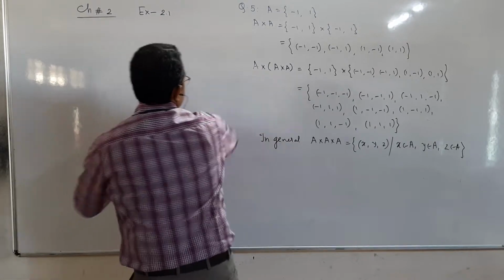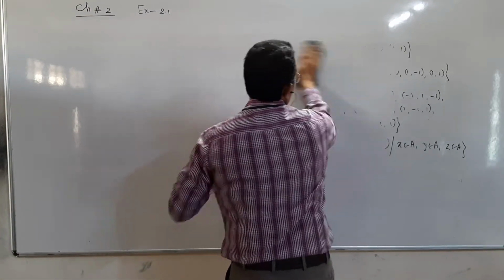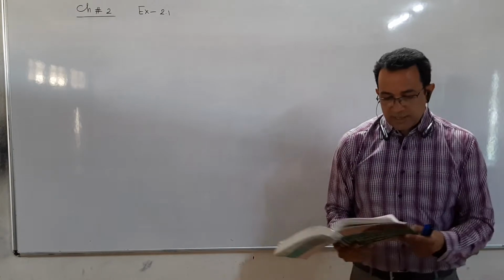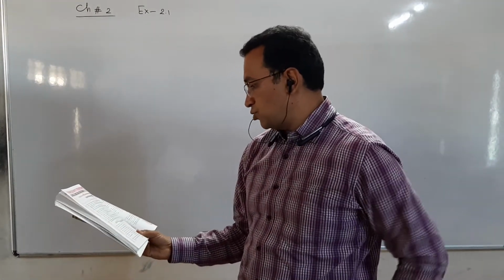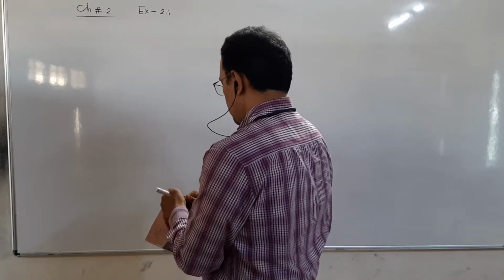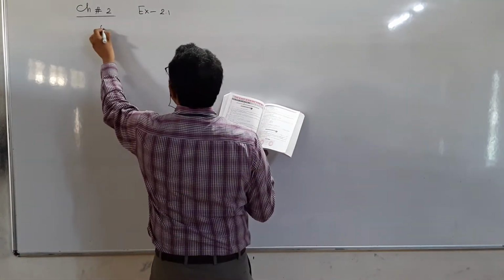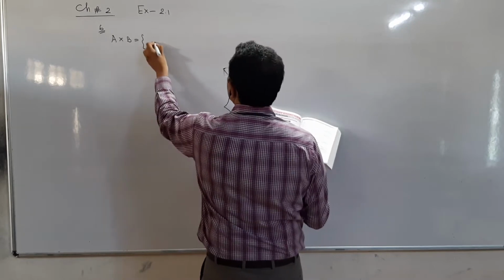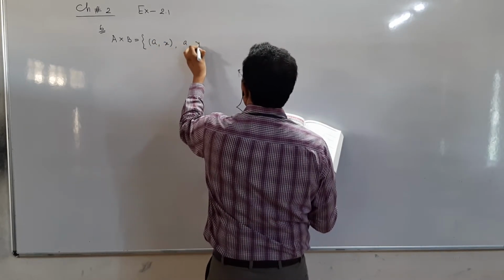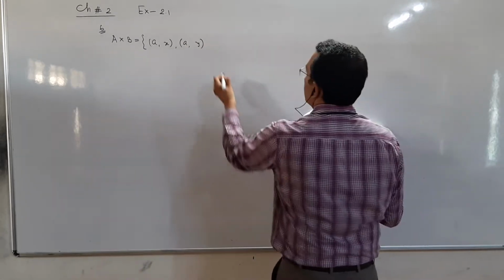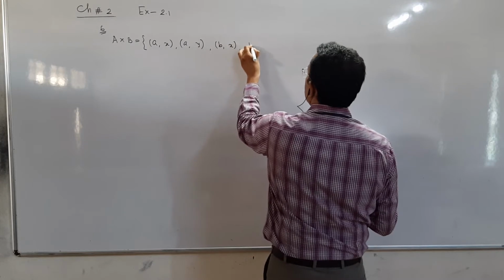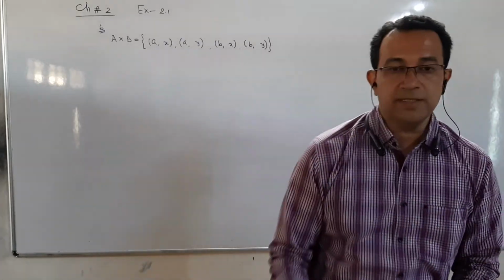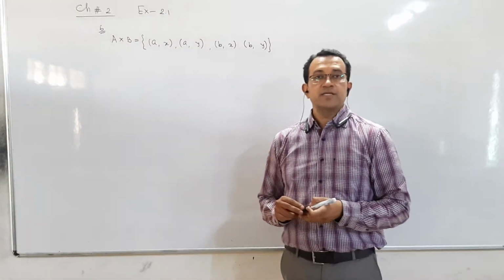Okay, now students, questions 6 and 7. Now we go for questions 6 and 7. In the sixth sum we are given A cross B, students. Question 6: A cross B is equal to the set of ordered pairs (a, x), (a, y), (b, x) and (b, y). Then we have to find sets A and B.